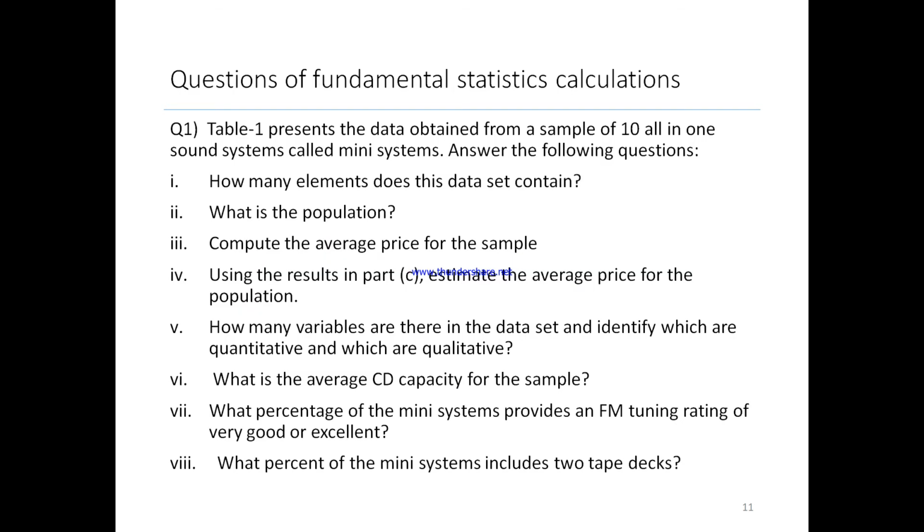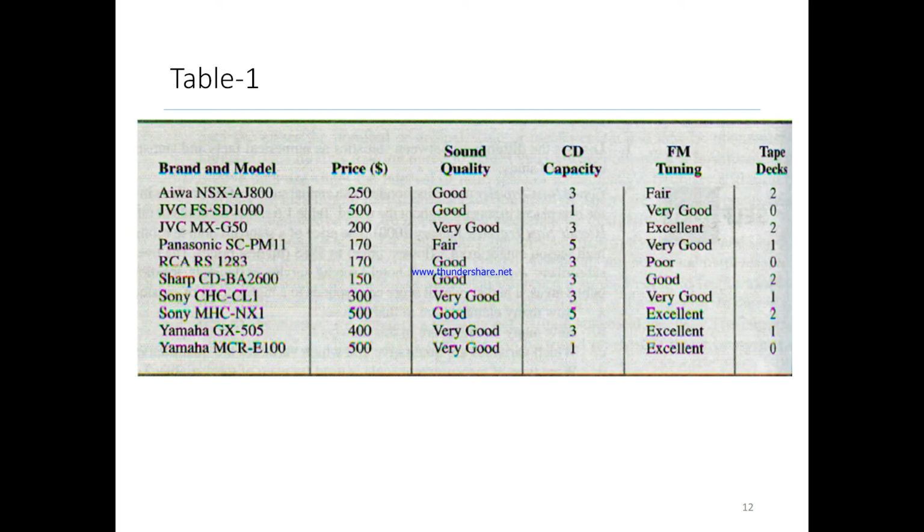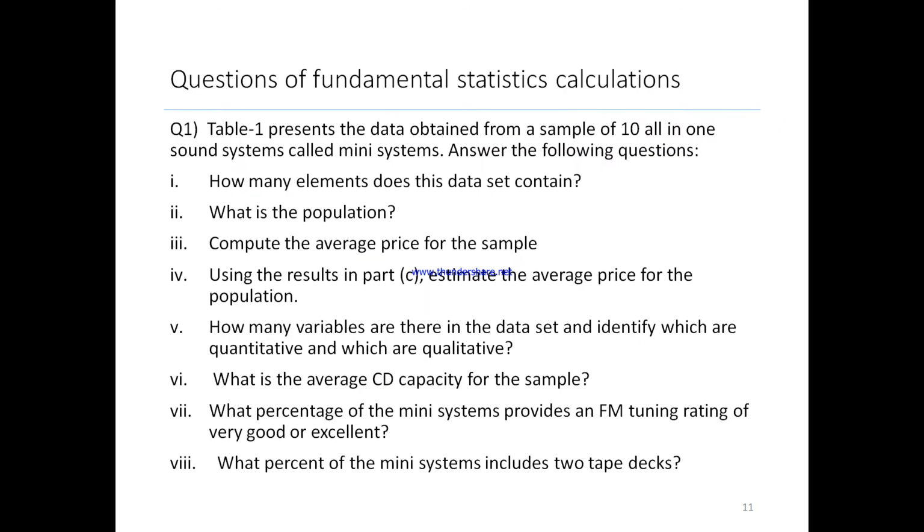So compute the average price for the sample. So you have the prices. If you want to calculate the average price, you have to take the summation of all the prices and divide it by 10, since you have 10 models here, 10 elements here. And then the next question is, using the results in part 3, estimate the average price for the population.